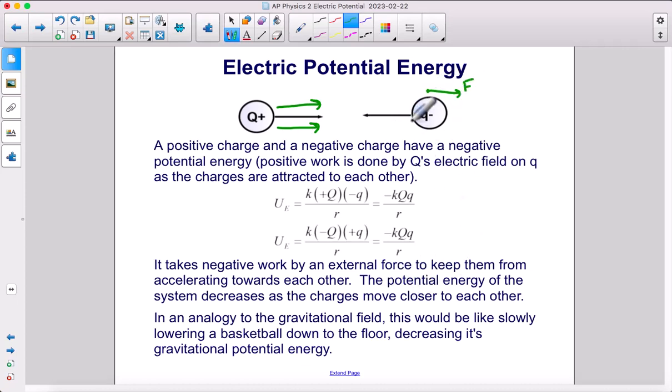The potential energy of this system decreases as the charges move closer to each other. When the charges move in the direction they want to move, potential energy decreases. In an analogy to the gravitational field, this would be like slowly lowering a basketball down to the floor, decreasing its gravitational potential energy.